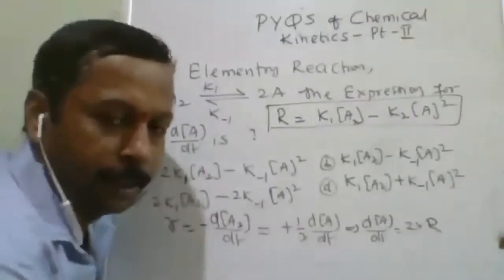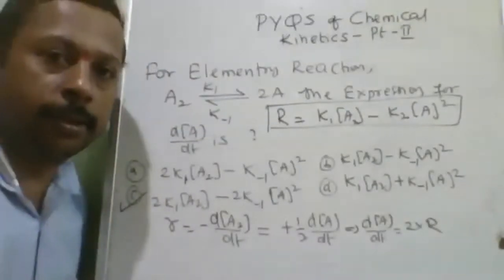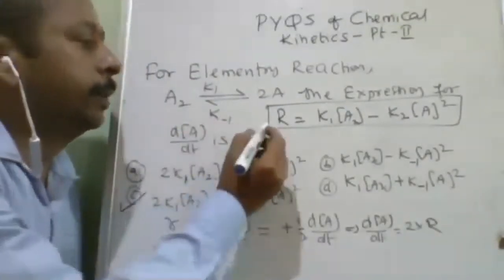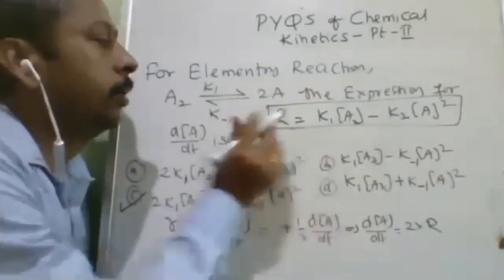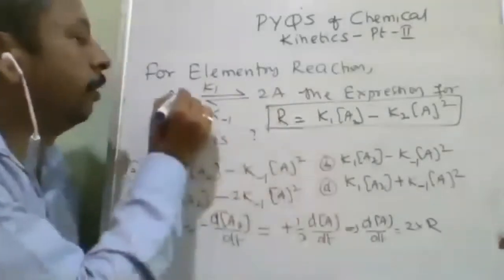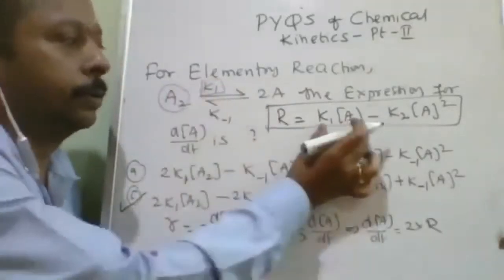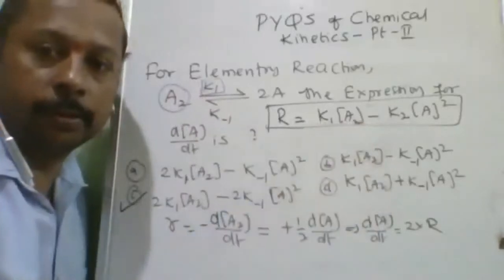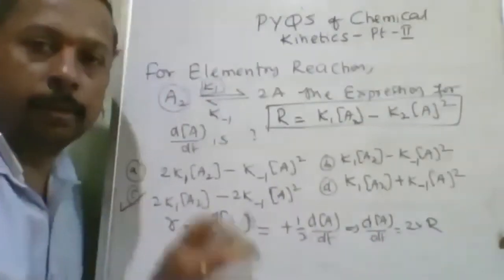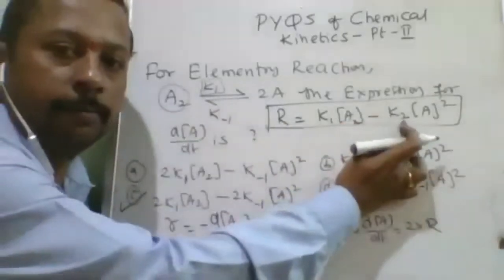Okay, now listen to my explanation. Those who answered in a hurry should correct themselves. For a reversible reaction, the rate of reaction is the rate of forward reaction minus the rate of backward reaction. In the forward reaction, this is the reactant and this is the rate constant. This is the rate of forward reaction.